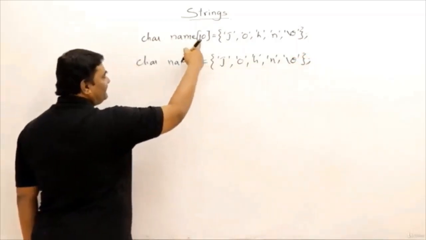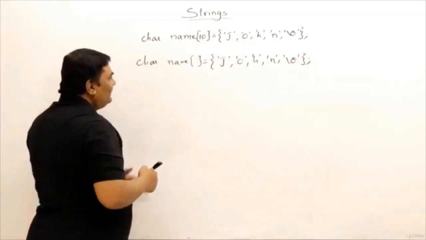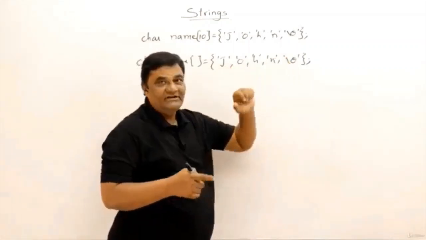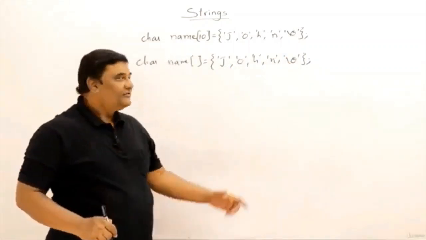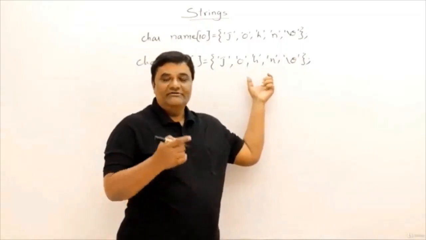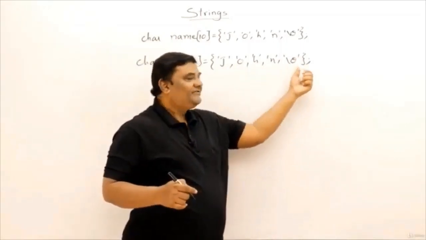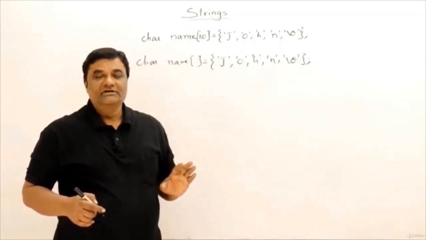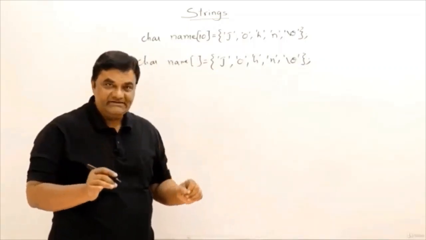This is another way. Just the difference is I have not given the size. Then what will be the size of this array? 1, 2, 3, 4, 5. The size of an array is 5. So for storing 4 alphabets of a word or a name, I must take 5 spaces, so that I should provide a space for \0 also. So \0 also consumes space.